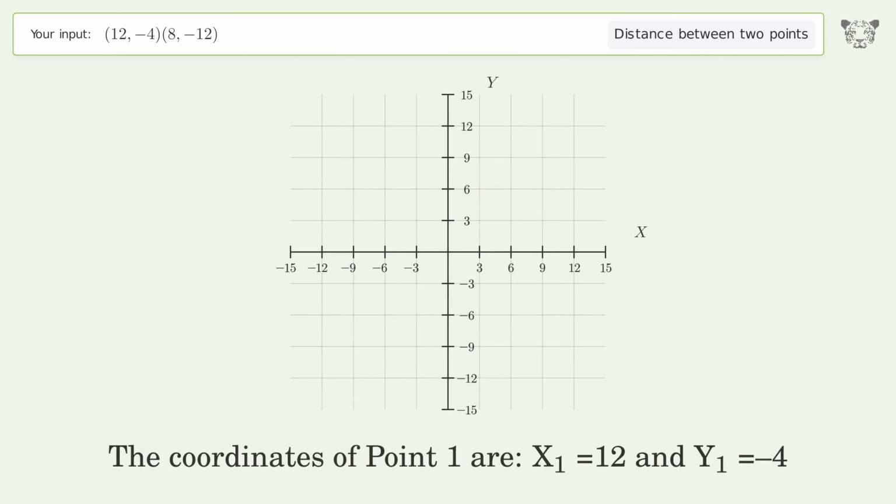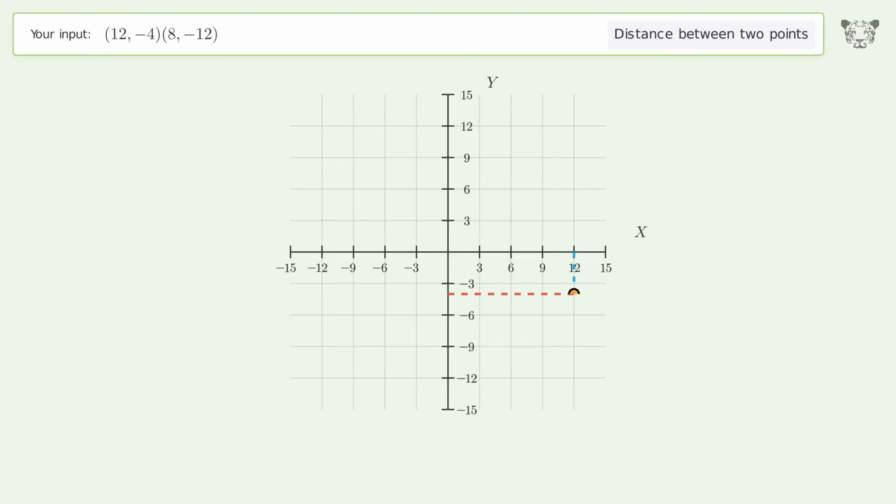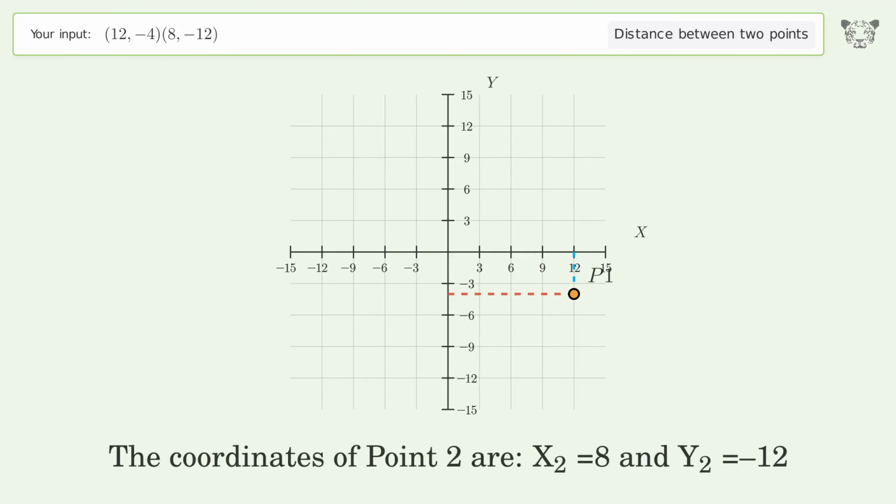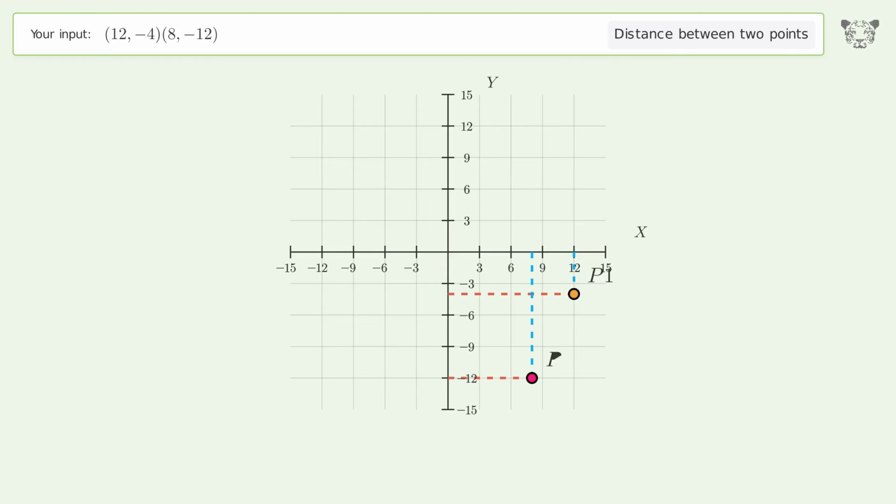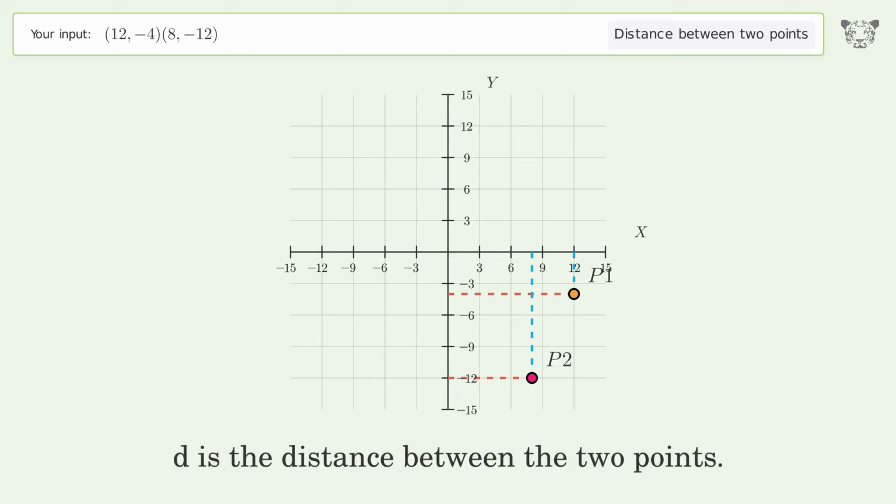The coordinates of point 1 are, x1 equals 12 and y1 equals -4. The coordinates of point 2 are, x2 equals 8 and y2 equals -12. D is the distance between the 2 points.